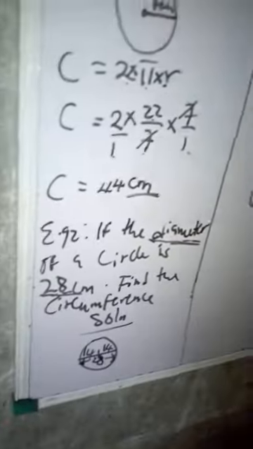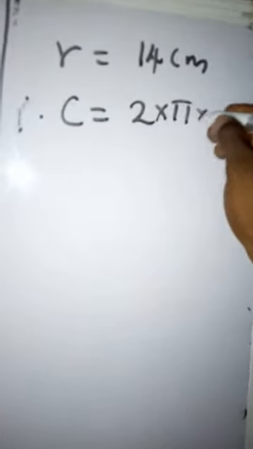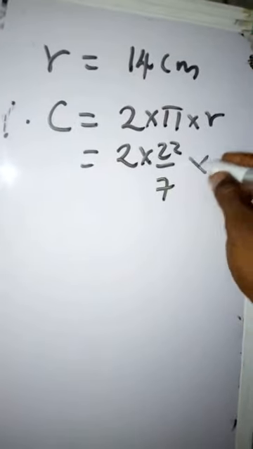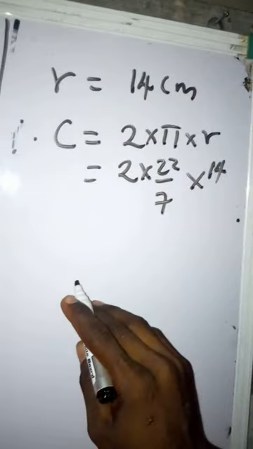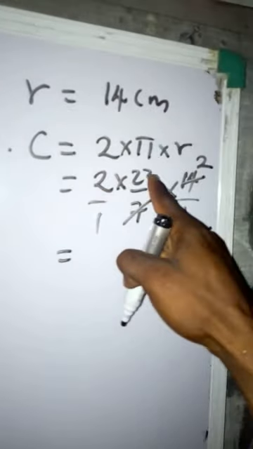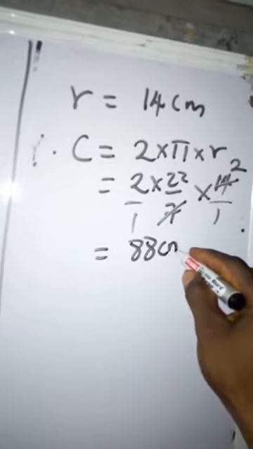Even if you don't want to take this calculation, come straightforwardly for that question and tell them that the radius is equal to 14 cm. Therefore, circumference is equal to 2 times pi times r, which is 2 times 22 over 7 times 14. When 7 cancels, we get 2. So here, 2 times 22 is 44, times 2, we get 88 cm.